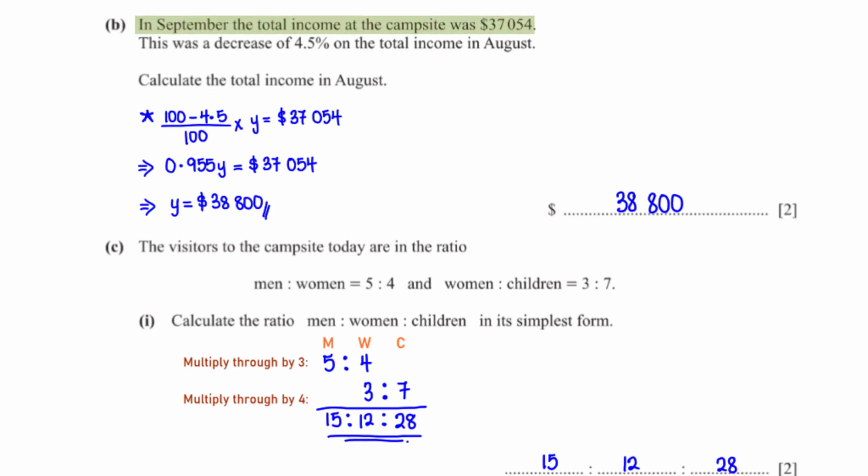In September, the total income at the campsite was $37,054. This was a decrease of 4.5% on the total income in August. Calculate the total income in August. If we represent the total income in August with Y, we have 100 minus 4.5% of Y equals $37,054. When we simplify the equation and make Y the subject, we get $38,800.